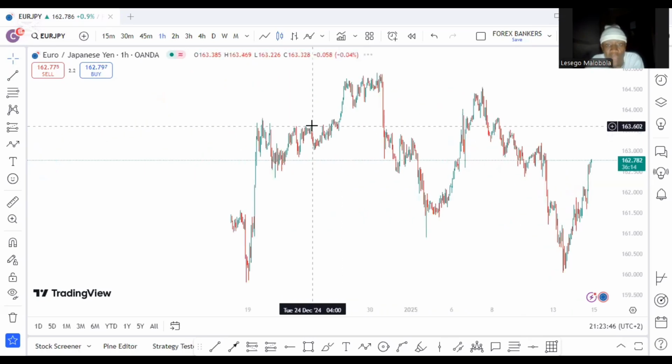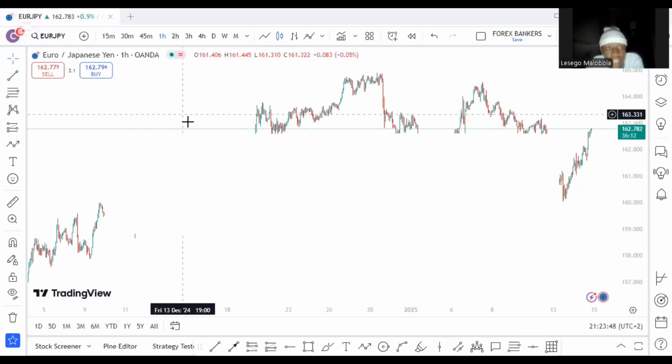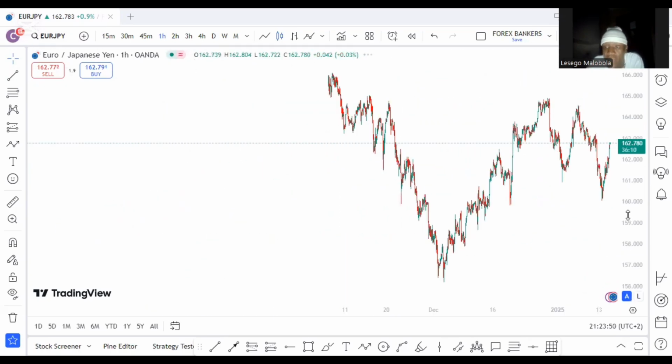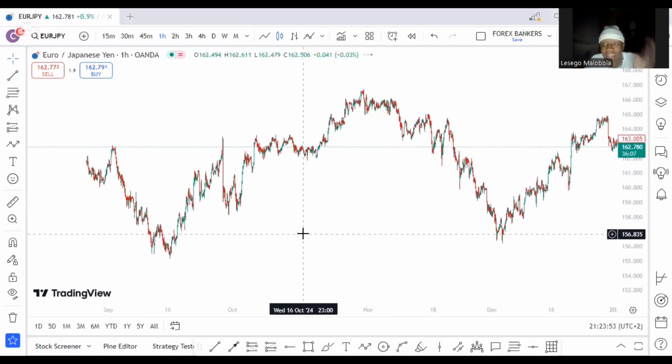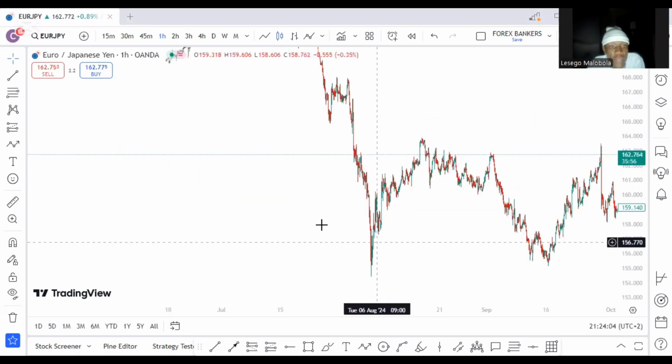So I'm just going to backtest Euro JPY for today. The reason being is that on this episode, I want us to backtest each and every currency pair, so you can know which pair is suitable for the strategy and which pair is not suitable for the strategy. So let's get into it.